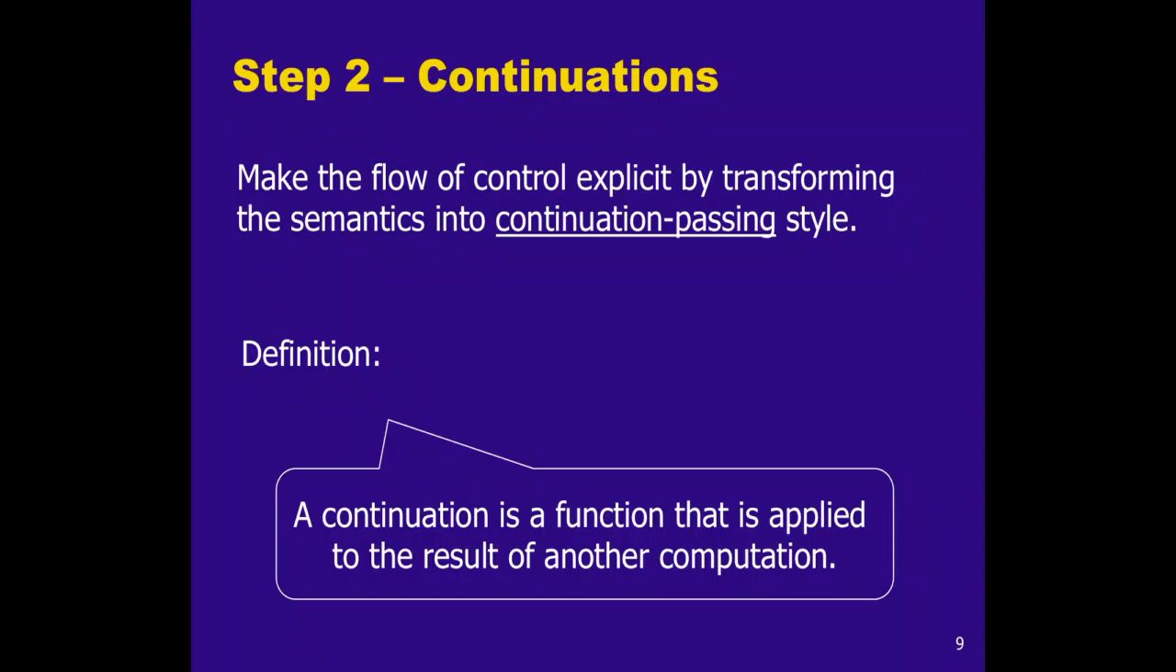So again, the process of calculating compilers is largely about making implicit things in definitions like this, making them explicit. So now I want to make the flow of control, or the order of evaluation, explicit. Okay? So let's think about how to do that. So a standard way of doing this is you transform your semantics into continuation passing style.